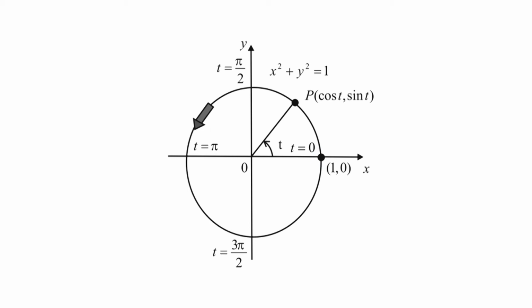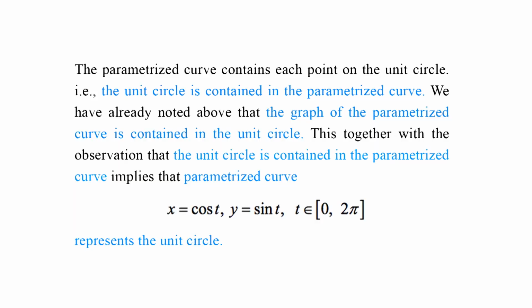Thus, when t increases from 0 to 2 pi, points on the parameterized curve move in counterclockwise direction along the circle starting from (1, 0) and reaching back at the same point (1, 0). This shows that the parameterized curve contains each point on the unit circle. That is, the unit circle is contained in the parameterized curve.